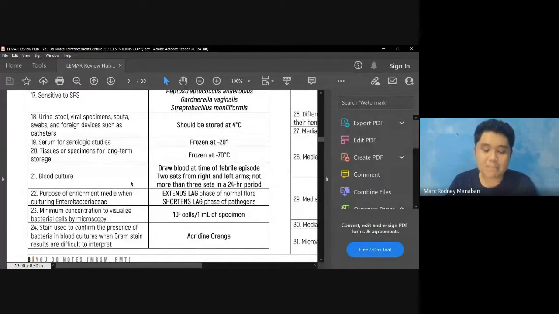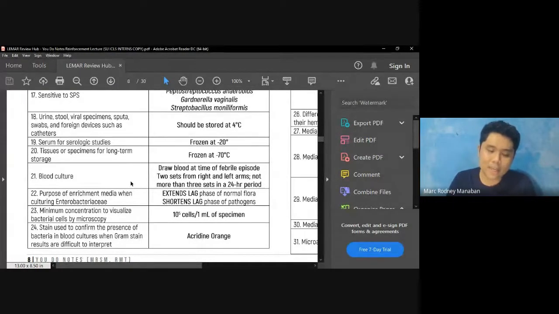Next, what is the purpose of enrichment media in your Enterobacteriaceae? It extends the lag phase of the normal flora and shortens the lag phase of your pathogens. Remember, the lag phase in the growth of bacteria is the plateau portion. So therefore, we want to extend the lag phase of those normal flora because we don't want them to grow, and shorten the lag phase of the pathogens, which is what we are after. We don't want the normal flora, the contaminants, so we extend their lag phase so they won't grow, and your pathogens have a shortened lag phase so they are the ones recovered. Alright? So that's the purpose of your enrichment media for Enterobacteriaceae.